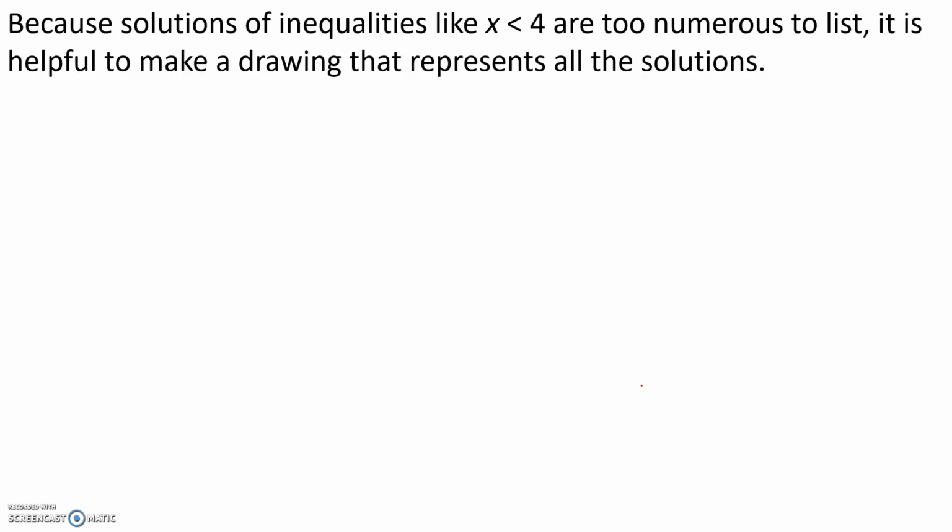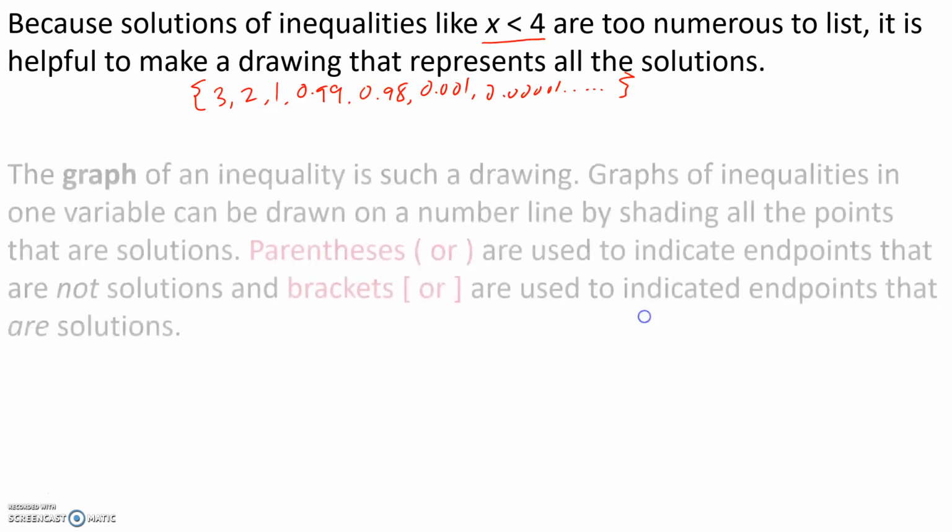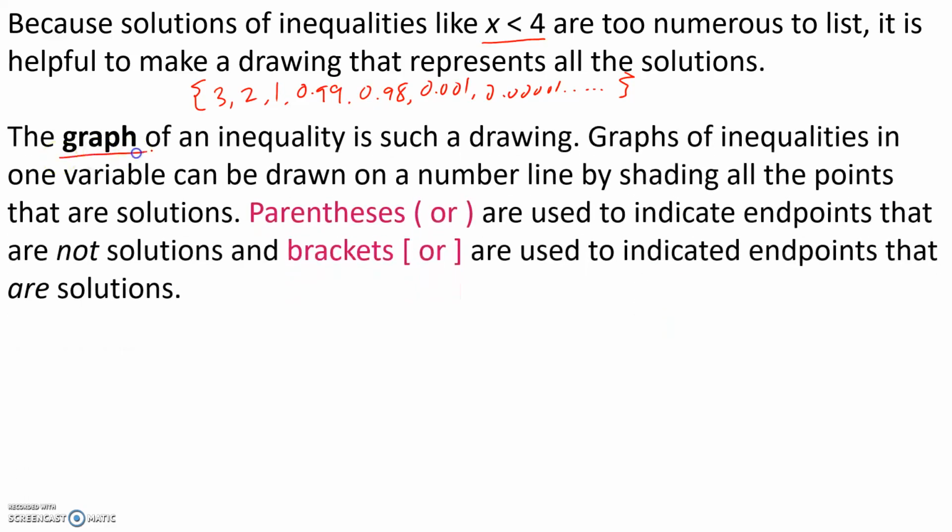Because the solutions of an inequality like x < 4 are too numerous to list, it's helpful to make a drawing that represents all the solutions. So if you think about the set of all numbers that are less than 4, we can have 3, 2, 1, but we can also have 0.99, 0.98. These are all less than 4. We can have 0.001, 0.00001. All these numbers are less than 4, and we have an infinite number of possibilities. It's not practical to list every single value of x that's less than 4. So as a result, we're going to use a graph.